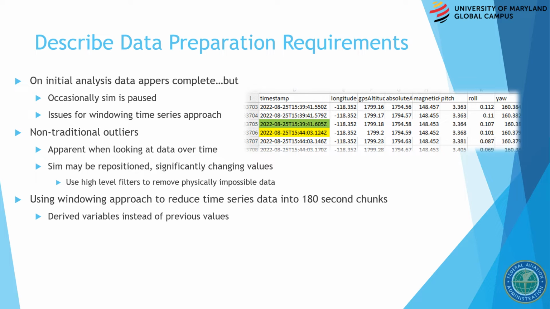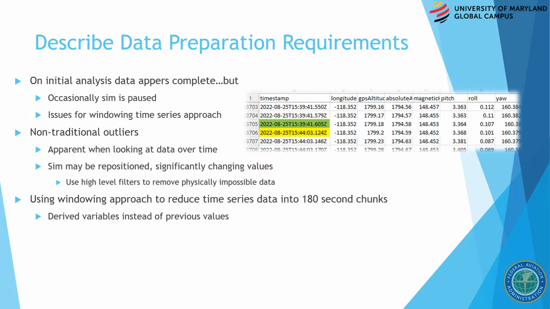There are also times when the sim gets repositioned. If they've completed an event, sometimes they'll reposition where the aircraft is in space, and that happens instantaneously. So you'll have a jump in position without a jump in time, and again, that could cause some issues. You have to look for those places and account for them. I basically used some high-level filters to account for non-realistic physics-type movements, and if a movement couldn't happen, I would just remove those data points.